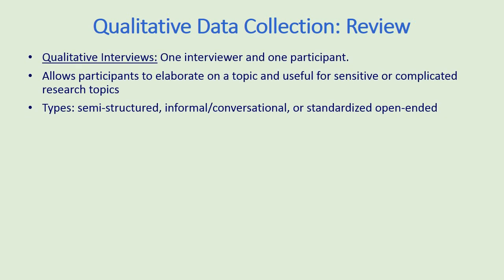Last semester, we also talked about various types of qualitative data collection. Qualitative interviews involve one interviewer and one participant. Qualitative interviewing is a common form of data collection because it allows people to elaborate on a topic. This elaboration creates the type of in-depth and detailed data that are needed for qualitative research. In addition, qualitative interviewing is useful when the research topic is sensitive and there is a need to maintain participants' privacy and confidentiality. Qualitative interviews are also useful when the topic is complicated and there is a need to ask a series of questions in order to understand the research topic.